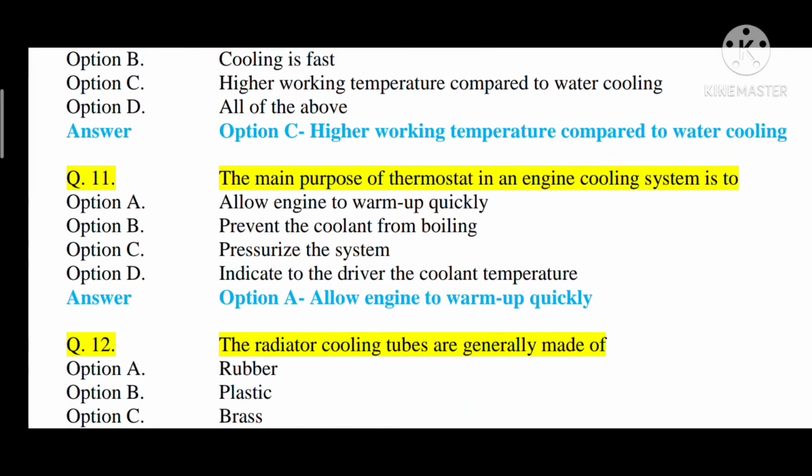Generally the thermostat valve opens at about 60 to 70 degrees Celsius, and it allows engine to warm up quickly.